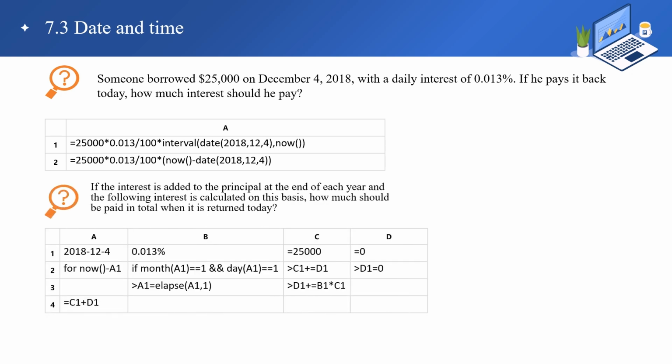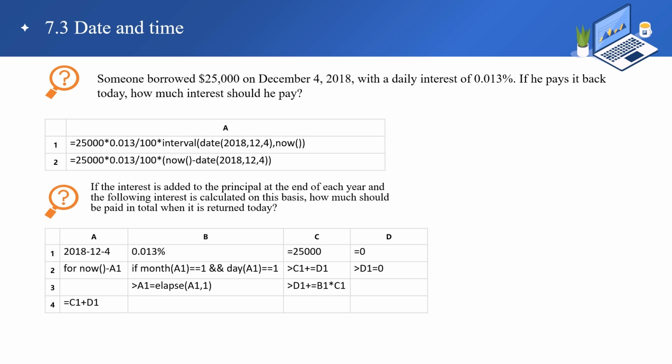Let's make the case a little more complicated. If the interest is added to the principal at the end of each year and the following interest is calculated on this basis, how much should be paid in total when it is returned today? In other words, on January 1st of each year, the interest at that time shall be calculated and added to the principal, and the following interest shall be calculated on this basis.